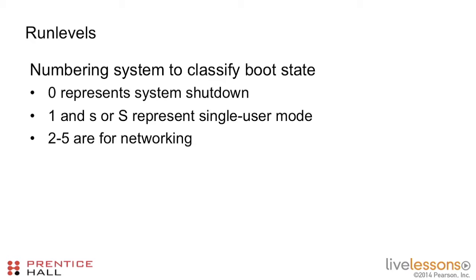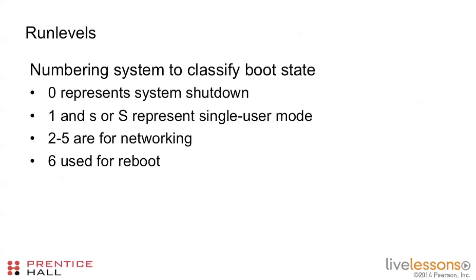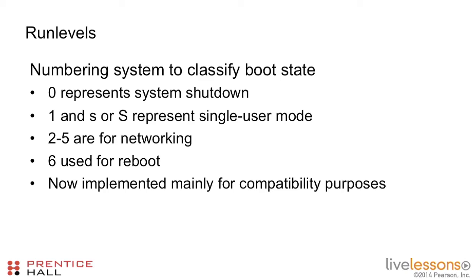Levels 2 through 5 are a bit redundant and are mainly just multi-user modes used for networking. Some systems distinguish between run levels 2 or 3 and run level 5 by indicating that level 5 is for window managers, like running GNOME or KDE, and run level 2 and 3 is just a command line with no window manager running. Level 6 can be used to reboot the system. The run levels are a bit of an antiquated technology at this point and are mainly still implemented just for compatibility purposes while the system transitions to a pure upstart and event-based system.